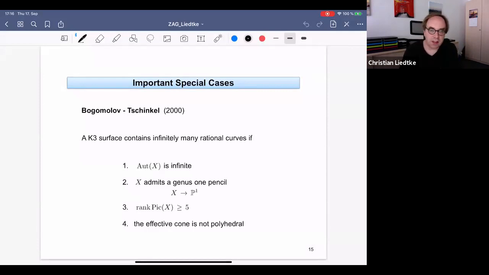if you have an infinite automorphism group, it is at least plausible that using the automorphism group, you can move the rational curve around. So this is a statement on stabilizers, and that the stabilizer group of a rational curve can only be finite. So if the automorphism group is infinite, then we have infinitely many rational curves.